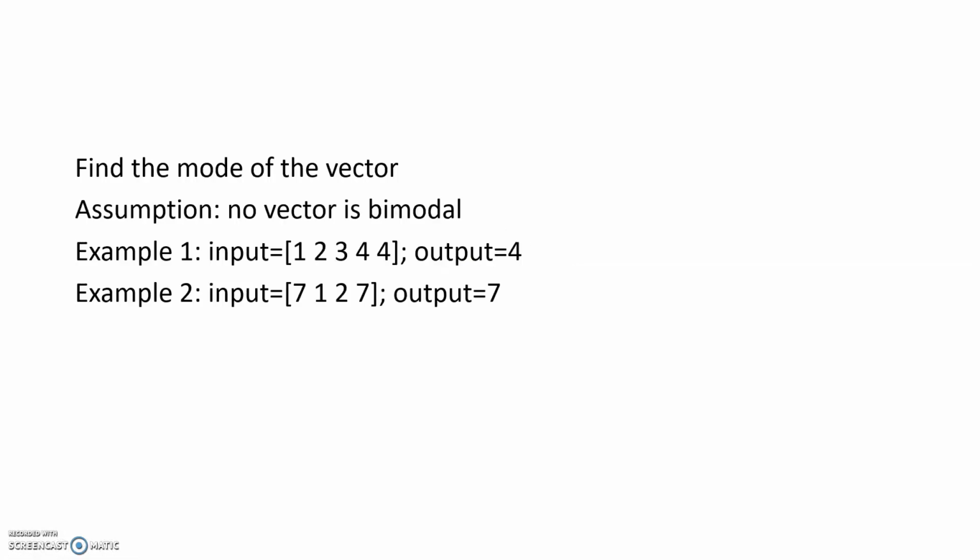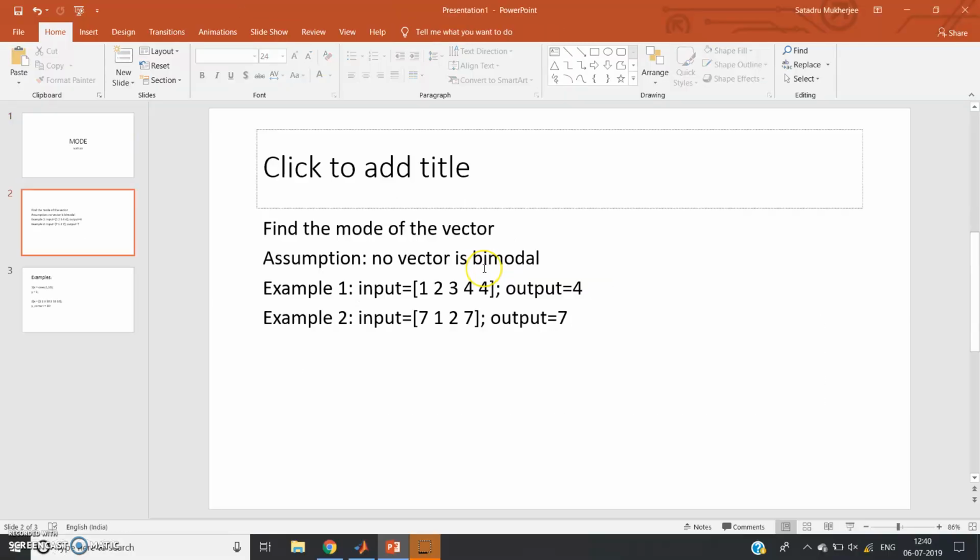So see here, the question is to find the mode of the vector. Assumption: no vector is binomial. Example 1: suppose the input is 1, 2, 3, 4, 4, then the output should be 4. Example 2: if the input is 7, 1, 2, 7, then the output is 7. Why? Because the frequency of 7 is maximum in this input array. Similarly, in the array 1, 2, 3, 4, 4, the frequency of 4 is maximum. Alright? So, what to do?